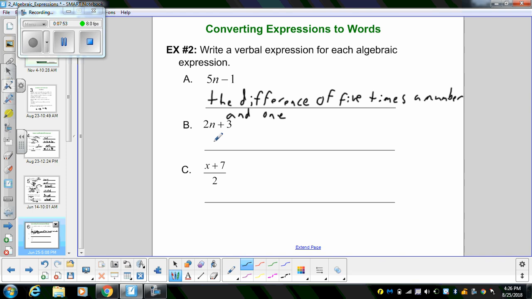So this right here could be the sum of 2, or twice, or double. So the sum of 2 times a number and 3.